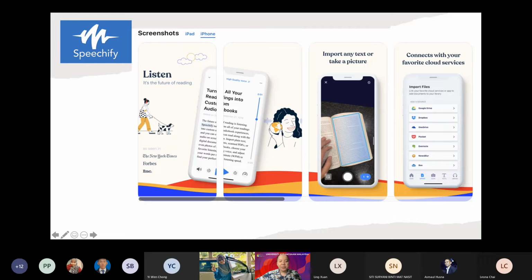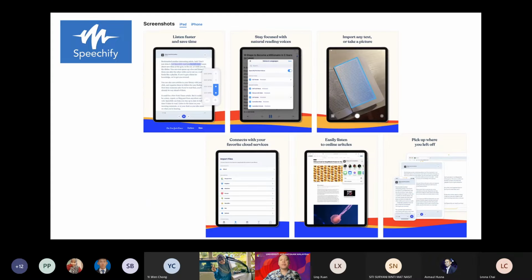Okay, let's go back to our topic. So this is Speechify. How do they do it? Because last time people said this won't be possible, you cannot do it. But you just take a screenshot and they can read it for you. And they have it for phones, for tablets, for computers, for everything nowadays.